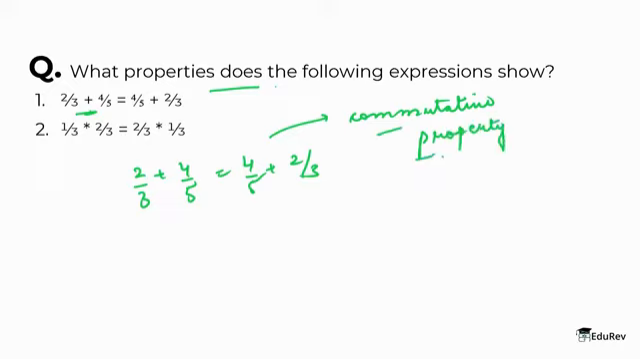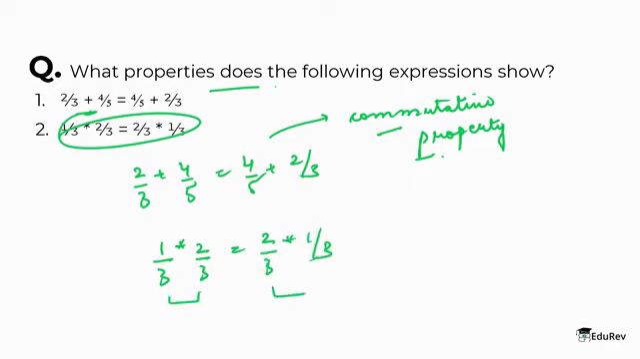Correct. In the second, I would say that 1 by 3 multiplied by 2 by 3 equals 2 by 3 multiplied by 1 by 3. So here also the order of the operands does not matter because the answer is going to be the same, and it holds true for what? Your multiplication. So it's also your commutative property. So for both the equations which were given, the property that holds true is what? Your commutative property. So we have reached the end of our discussion.